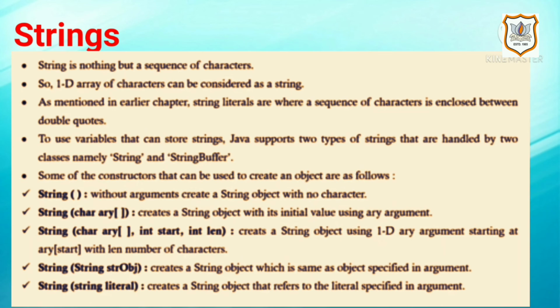Some of the constructors that can be used to create an object are: String() without argument creates a string object with no character. String(char[]) creates a string object with its initial value using array argument. String(char[], start, len) creates a string object using 1D array argument starting at start with len number of characters. String(String) creates a string object which is same as object specified in argument. String(literal) creates a string object that refers to the literal specified in argument.